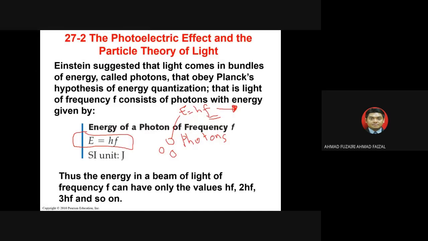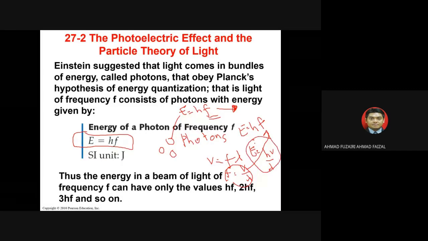Now if you change this equation, E equals hf, and you change f into lambda, whereby v equals f lambda, now f equals v over lambda. So you input this into the equation, and you'll get the energy equals hv over lambda. Now this is another equation, E equals hv over lambda.